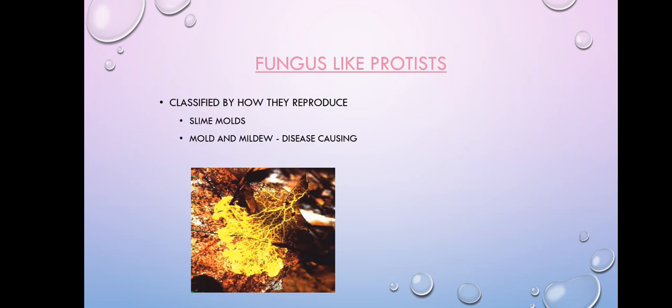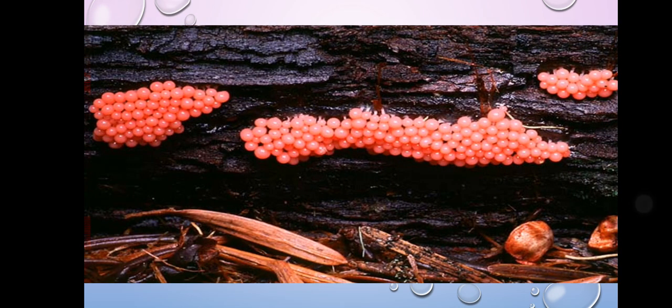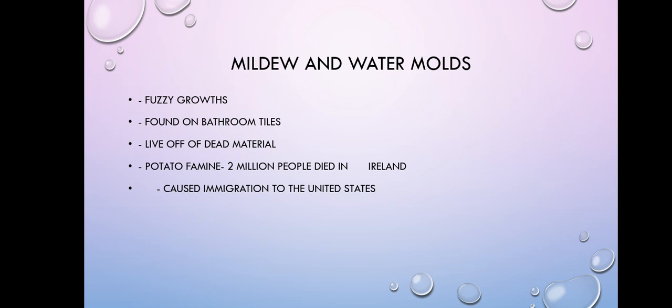Fungus-like protists are classified by how they reproduce. Slime molds, mold and mildew, are disease causing. And mildew and water molds: fuzzy growths found on bathroom tiles that live off dead material. The potato famine: 2 million people died in Ireland, which caused immigration to the United States.